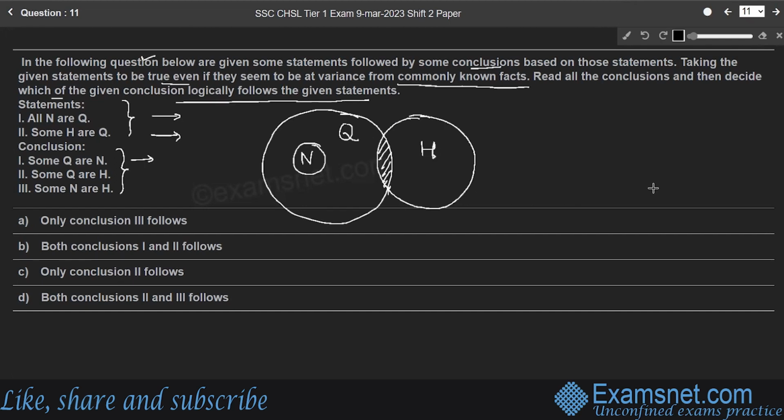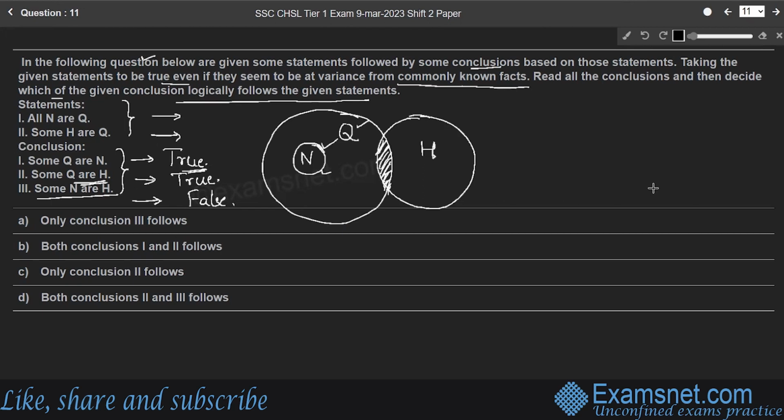Now consider the conclusions. Some q are n. So some portion of q, this portion, are n, which is true. Second one, some q are h. Some portion, this shaded part of q, are h, which is also true. Whereas the third one, some n are h, is false because there is no relation between n and h.